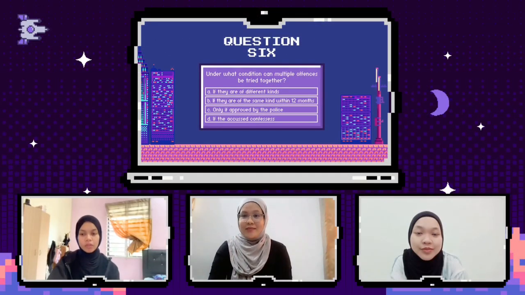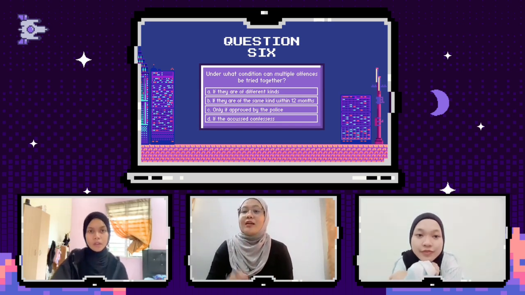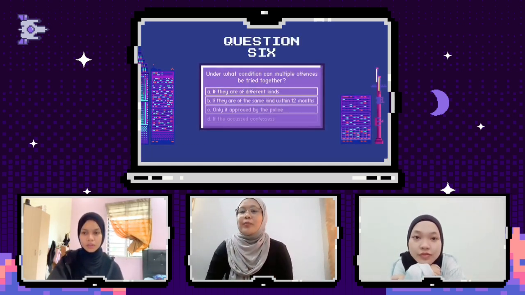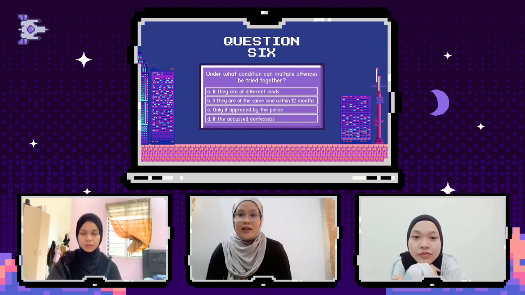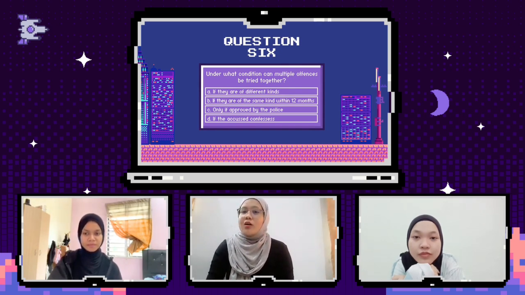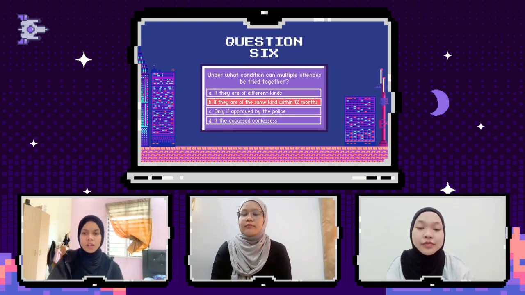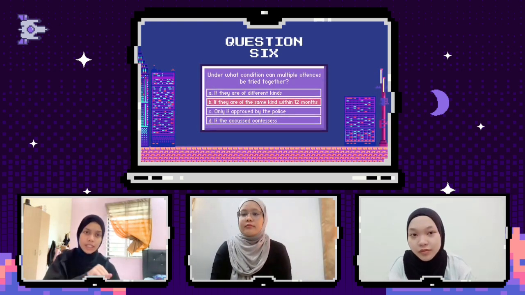Soalan nombor 6. Under what condition can multiple offences be tried together? If A, if they are of different kinds. B, if they are of the same kind within 12 months. C, only if approved by the police. Or D, the accused confesses. Okay, kita jawab B, sama jenis dalam 12 bulan.